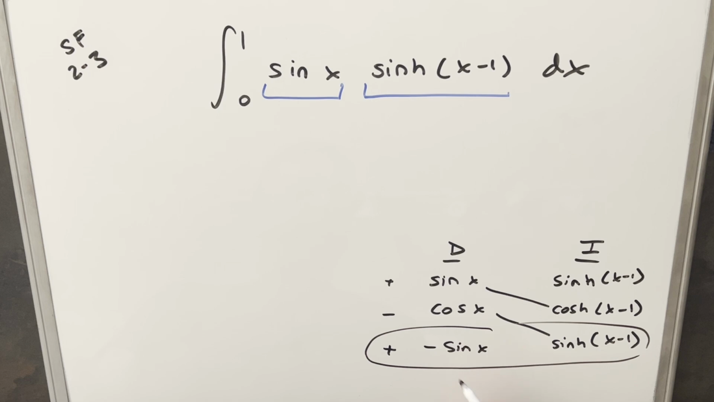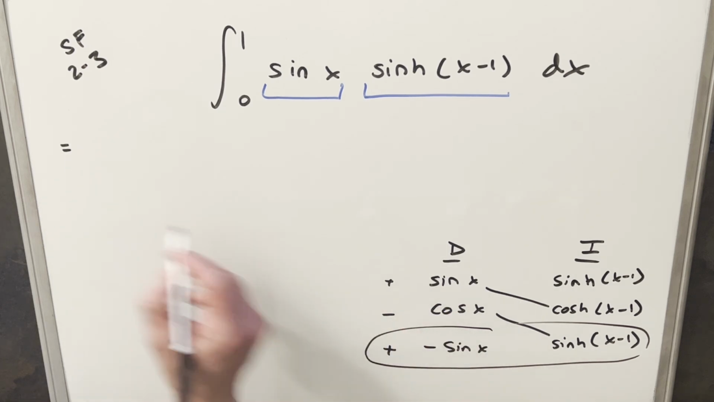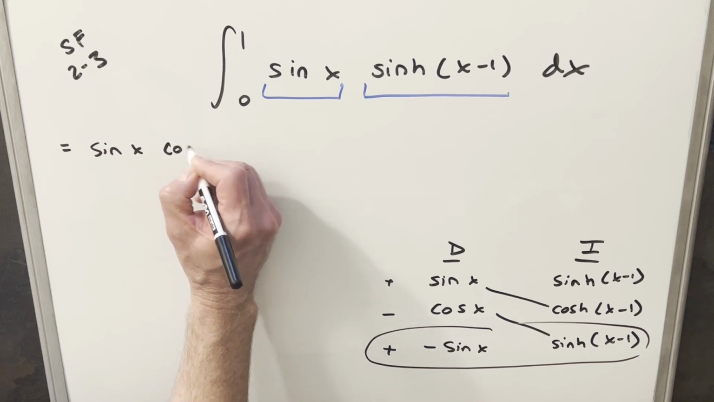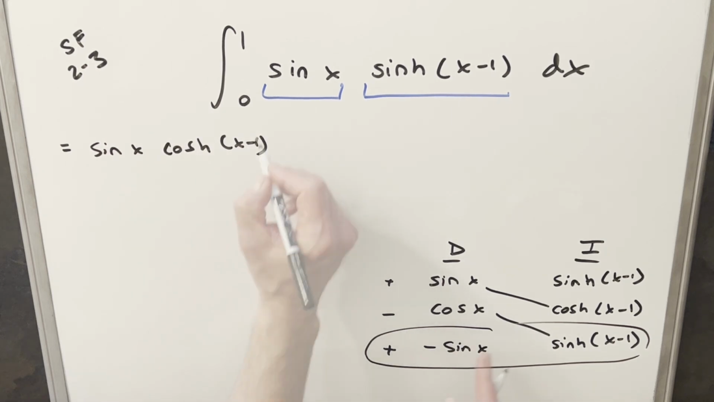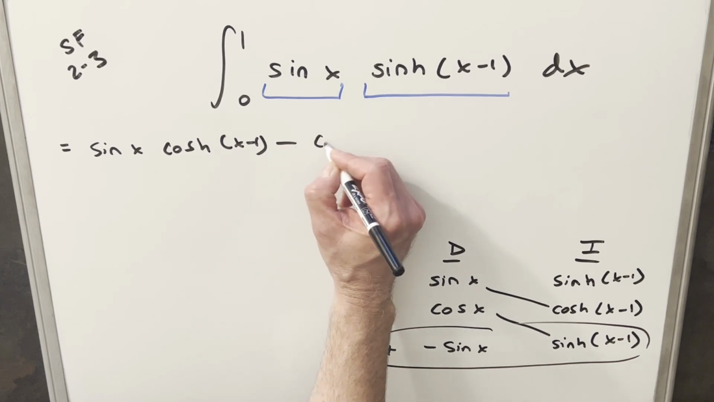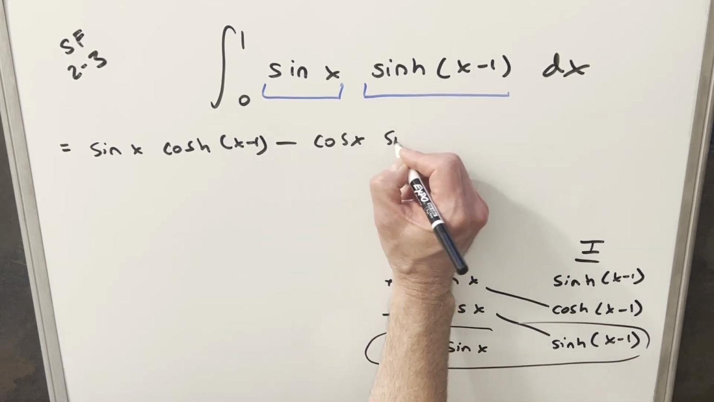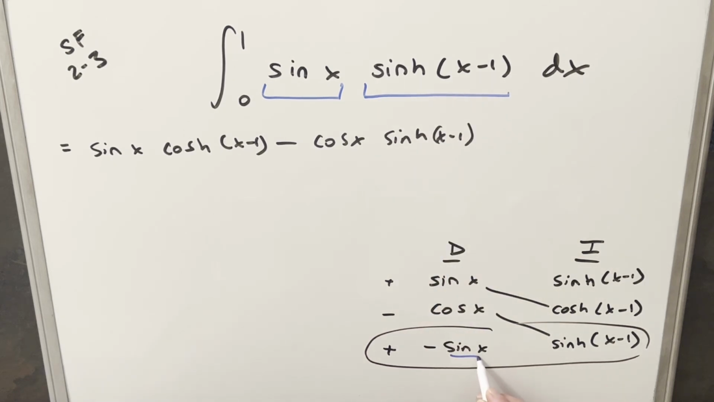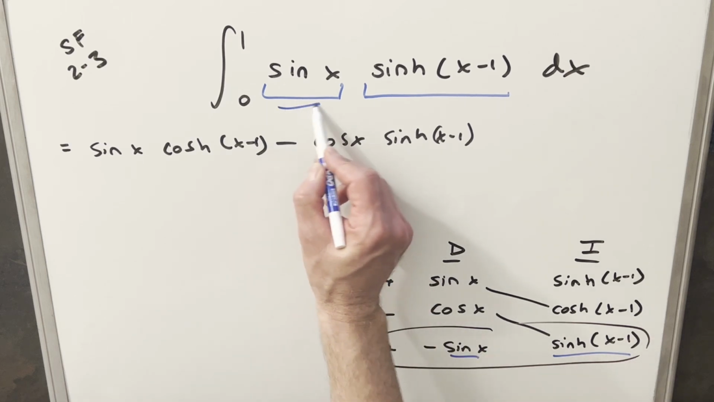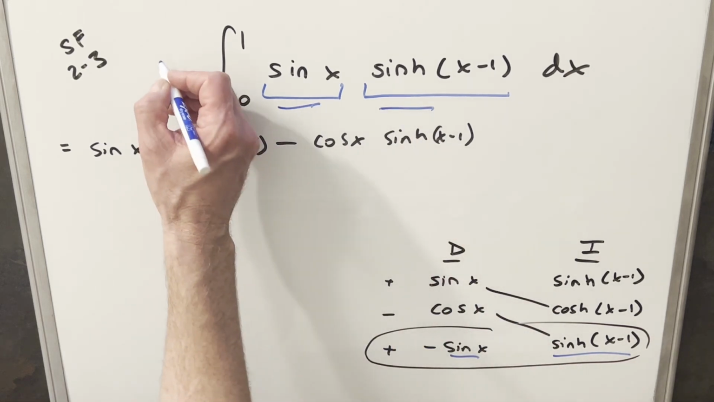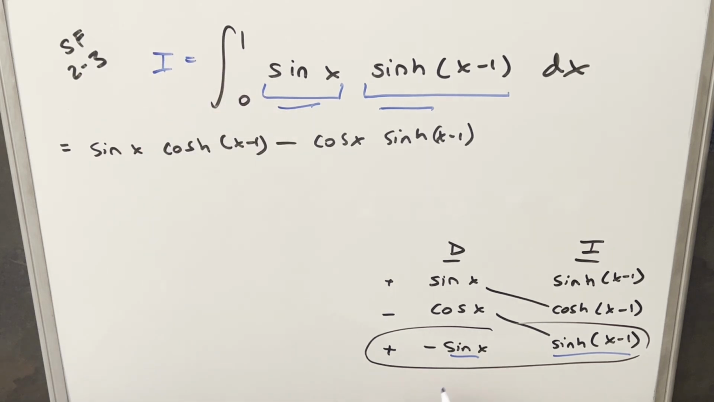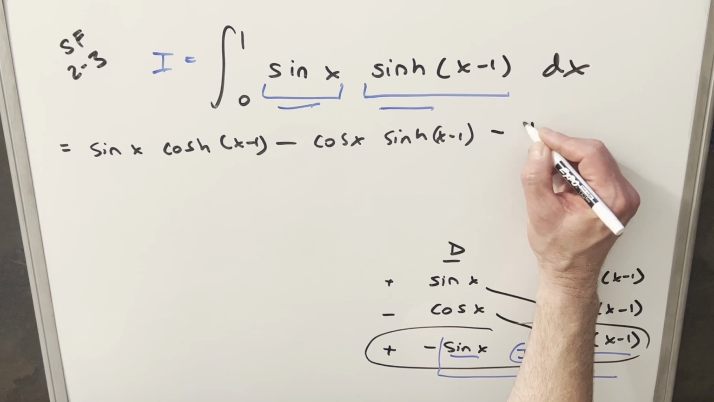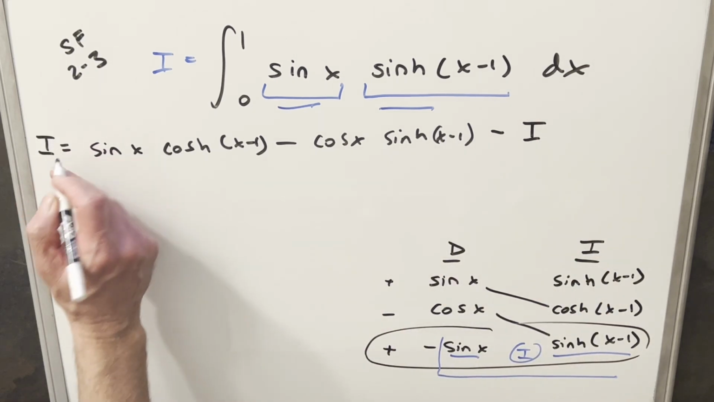So let's just copy all this stuff down. For the first part, we're going to have just sin x cosh(x − 1). And then for this next one, we're going to have a minus sign, so we'll have minus cos x sinh(x − 1). But now for this row as an integral, notice that we've got sin x sinh(x − 1). This is exactly what we have in our integral. So if I just take the original integral and I label it I, then everything over here is going to be I. So instead of writing this integral in here, I'm just going to write this as minus I. And of course we'll set this whole thing equal to I.